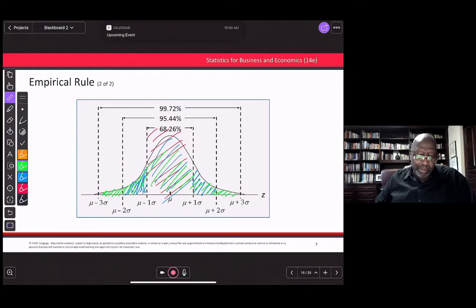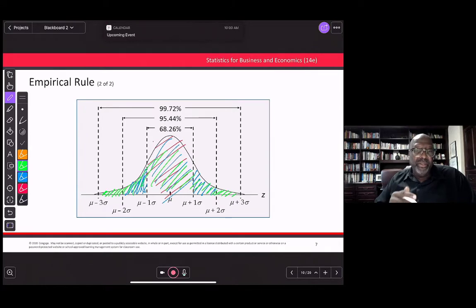That's 99.72. I said 74. Well, close enough. And in that case, let me just erase this. I didn't need that over here. In that case, so we have 99.72%. So there we go. So that's the empirical rule.